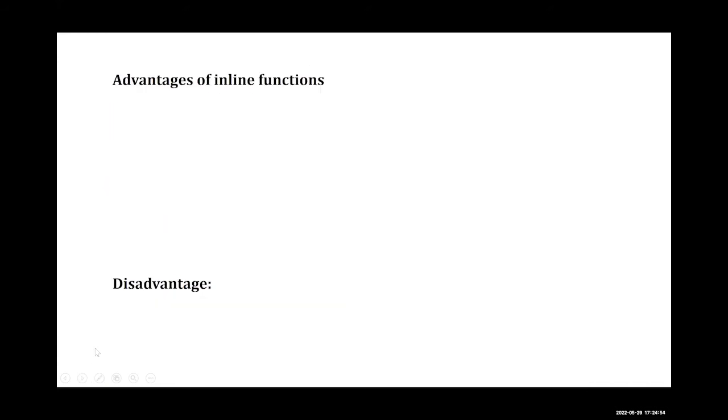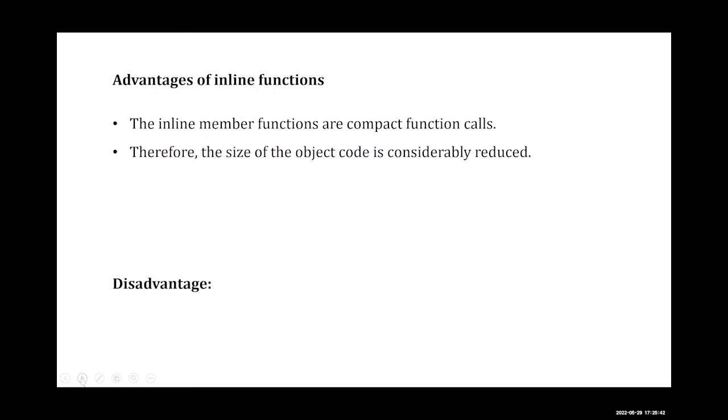Okay, now what are the advantages and disadvantages of the inline function? Like we have already discussed the characteristics, let us see the advantages of inline function. The inline member functions are compact function calls. So when I say compact, it means that they are very small function calls. Therefore, the size of the object code is considerably reduced. So object code is nothing but the code which we get once we compile the program. Okay, since the inline member functions are small, the object code generated is also small, right?